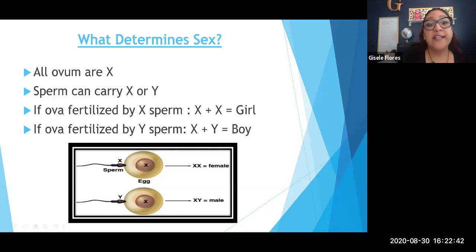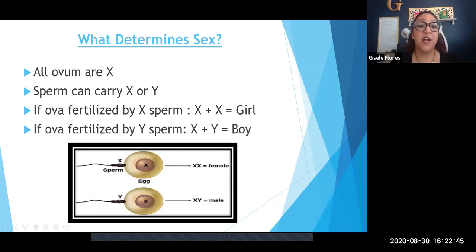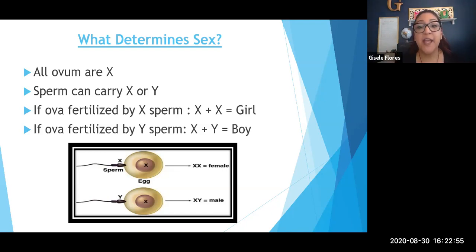So if an ova is fertilized by an X sperm, now you have an X ova and an X sperm, and that means that the baby is going to be a girl. If you have an X ova fertilized by a Y sperm, now you have a baby that will be a boy. There is a third designation of sex at birth, and it's known as intersex.